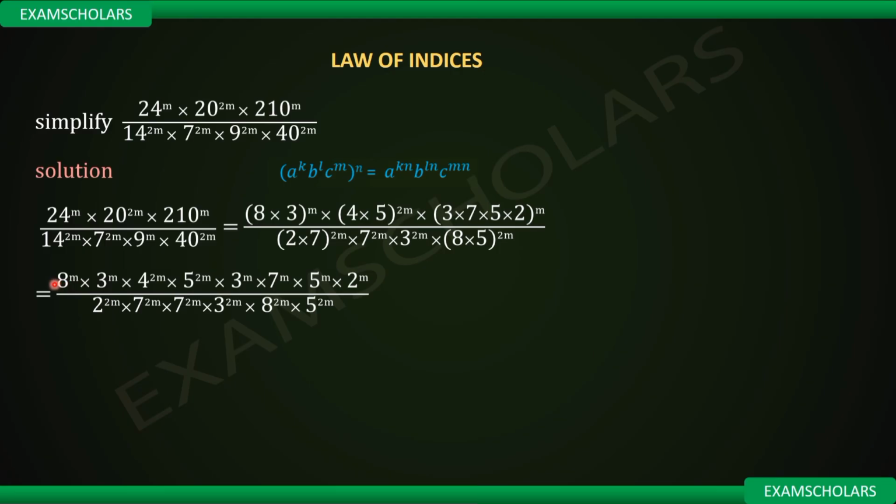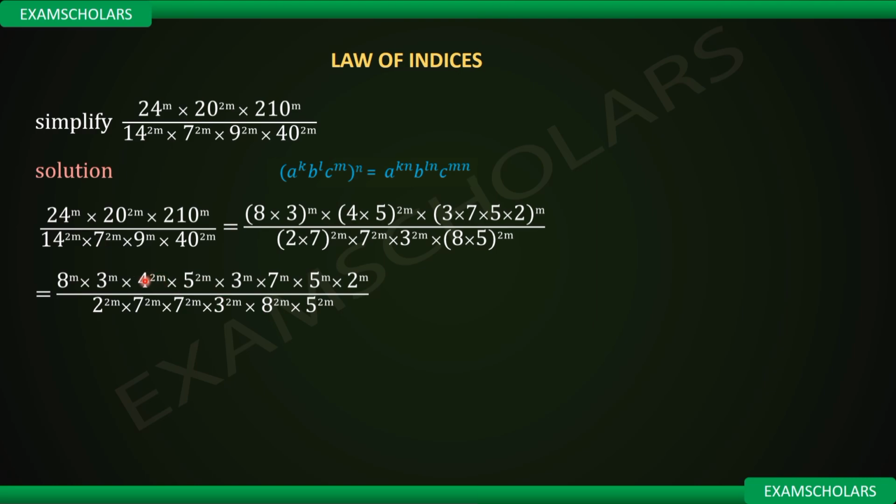Now look at this 8 here. We can still break it down to 2. 8 is still the same thing as 2 raised to the power 3. So instead of having 8 raised to the power m, we can have 2 raised to the power 3m for this one. The same thing is applicable to this one. This one returns to 2 raised to the power what? 2 raised to the power 3. That is 8. Now that 3 will multiply 2m. That will give us 6m.